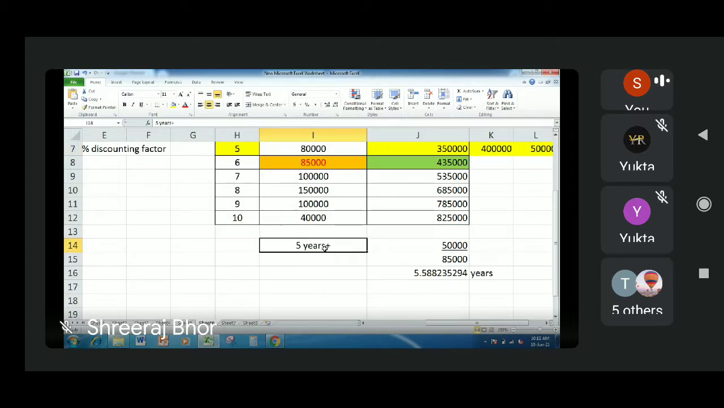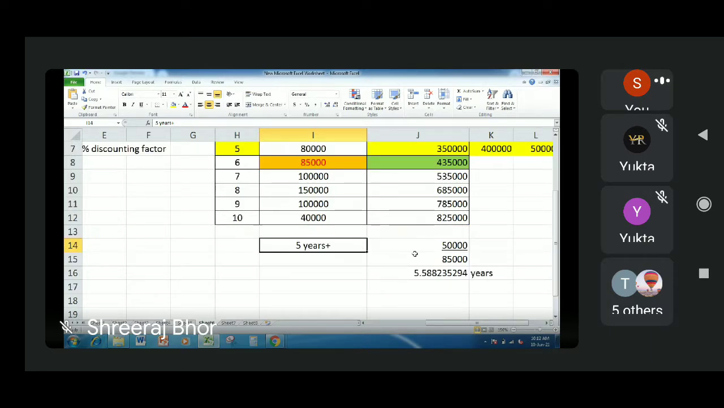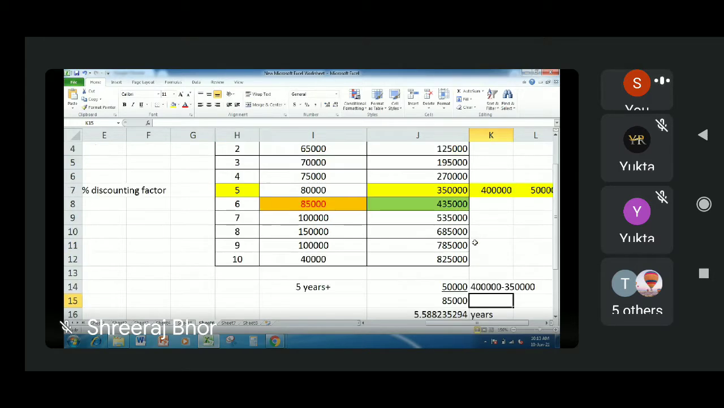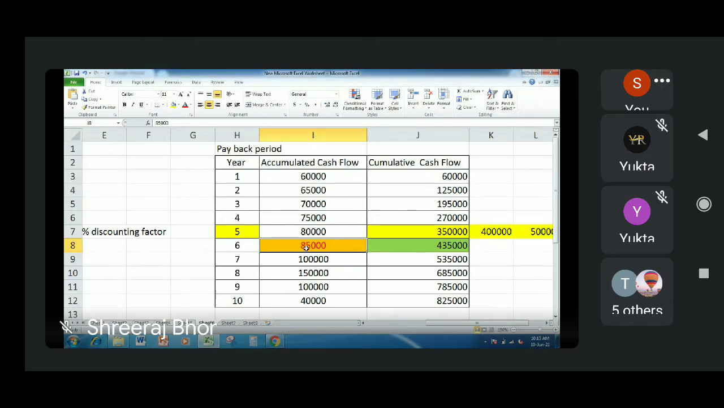So how to calculate this? First, 5 years are required to recover around 3,50,000. So 5 years plus the difference, 50,000, which is 4 lakh, the outflow amount, minus 3,50,000, the amount recovered from the cumulative cash inflow. The difference is 50,000. And for this figure, we take the accumulated cash inflow figure of the 6th year.